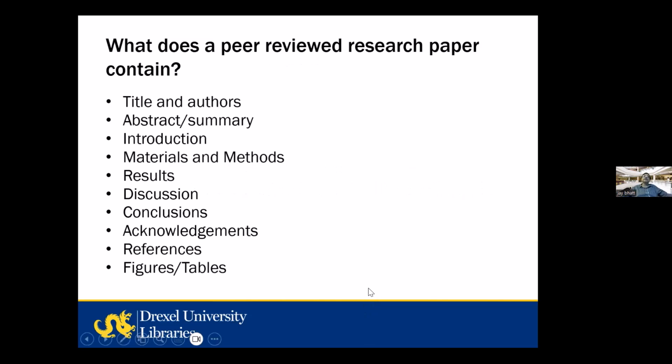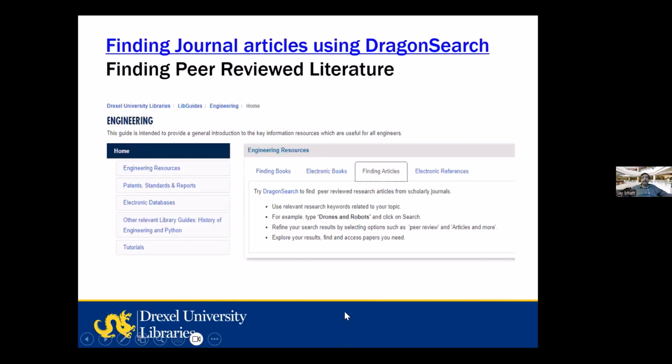So we can use DragonSearch to start with to find peer review research papers. And usually they contain title and summary, introduction, what materials were used, what the results, their findings, discussion, conclusions, acknowledgements, how was that research paper funded. The list of references included citations, figures, and analysis. So that is basically, in brief, how a research paper looks like. So how do we find it?